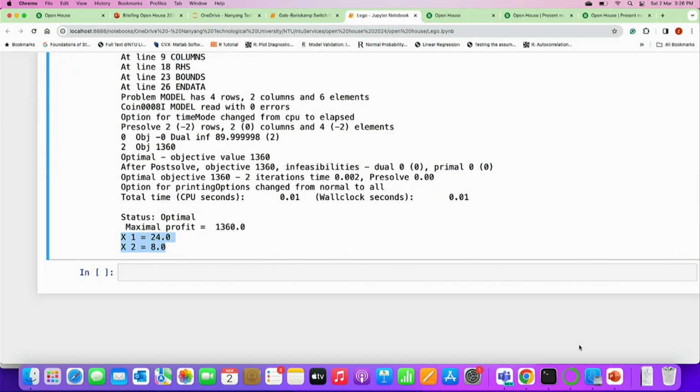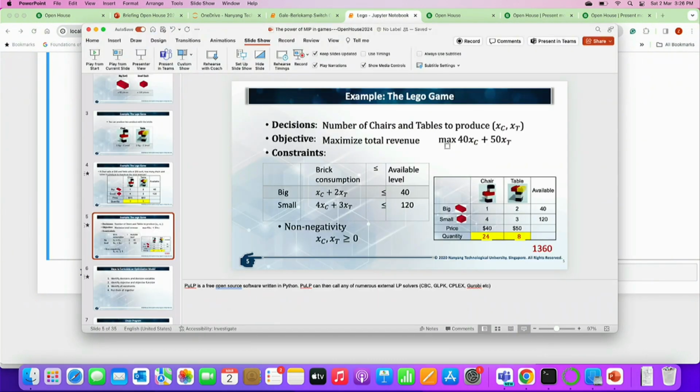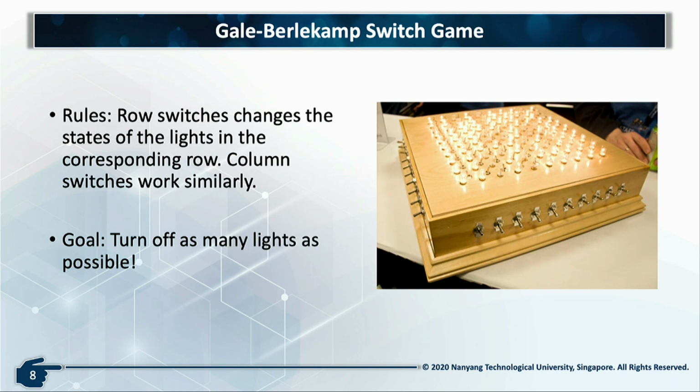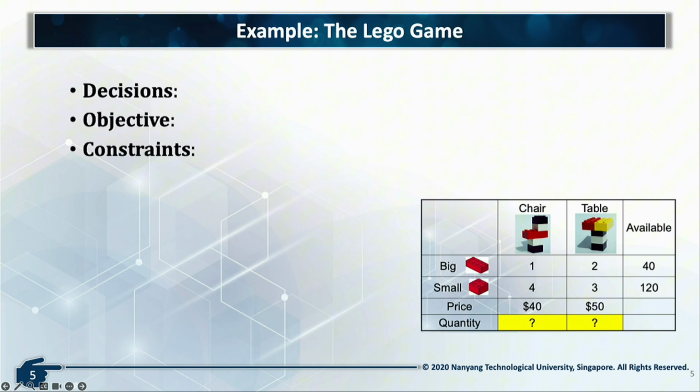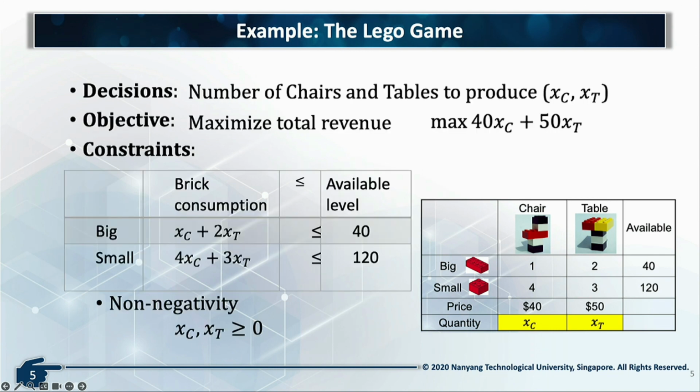This optimal solution is that we can produce 24 chairs and 8 tables. And this production plan will generate a revenue of $1,360. You can compare this production plan with all the previous plans proposed by all of you. You can see how many improvements you can achieve using this optimization model. Okay?